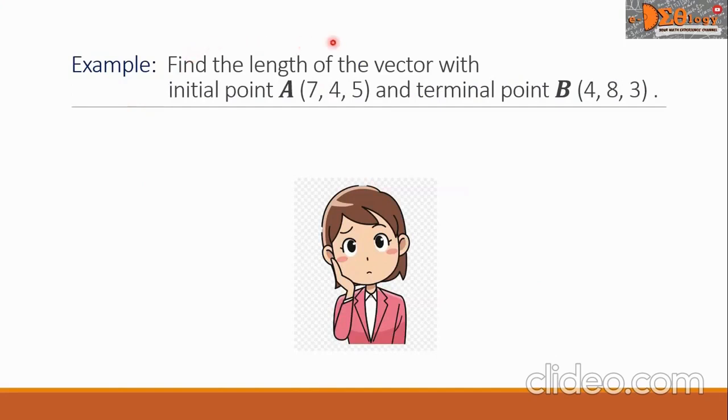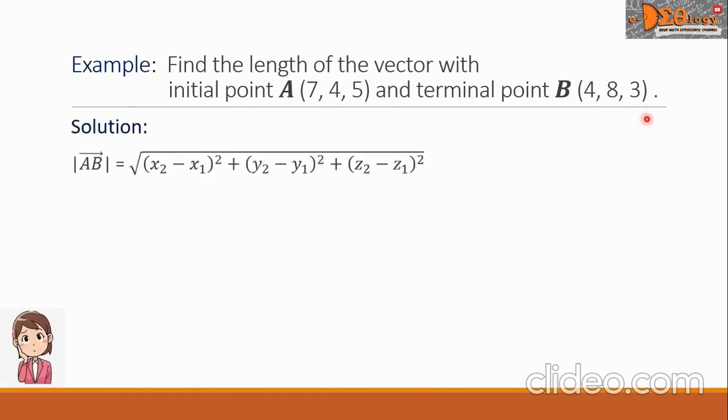Example, find the length of the vector with initial point A (7, 4, 5) and terminal point B (4, 8, 3). Our formula is written here, then let us substitute the corresponding values. So we have now this big square root, we have the quantity 4 minus 7, and this is squared, plus the 8 minus 4 is now squared, plus this 3 minus 5 is also squared.